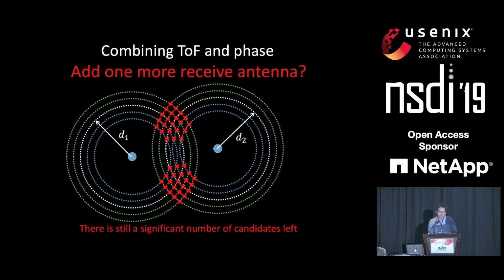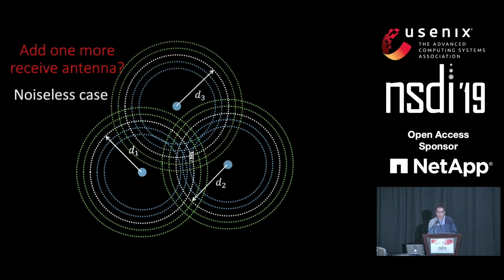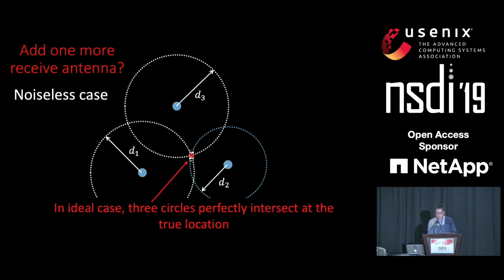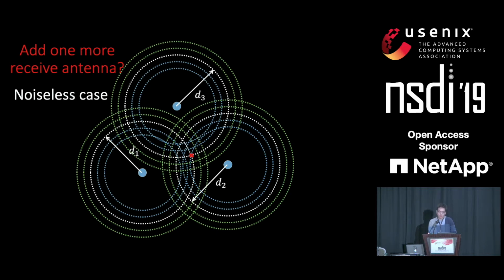One way of doing this is by adding one more antenna. Why? Let's say in the noiseless case. What is great about this is that in the noiseless case, all three circles are going to perfectly intersect at the true location, and only at the true location, which is great. It means that you just need to add one more antenna, compute the intersection point, and you can estimate it as the position.